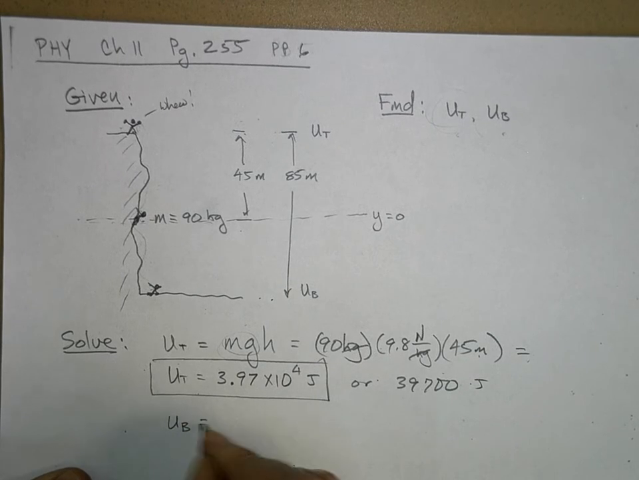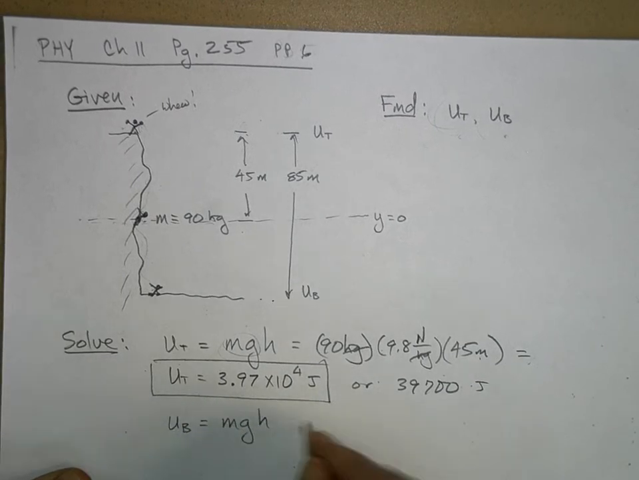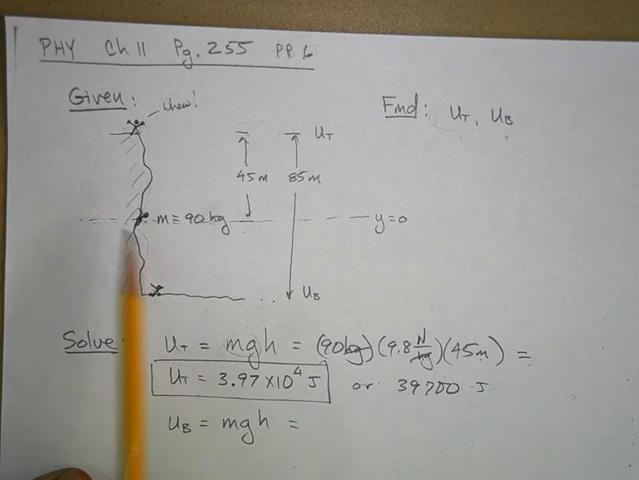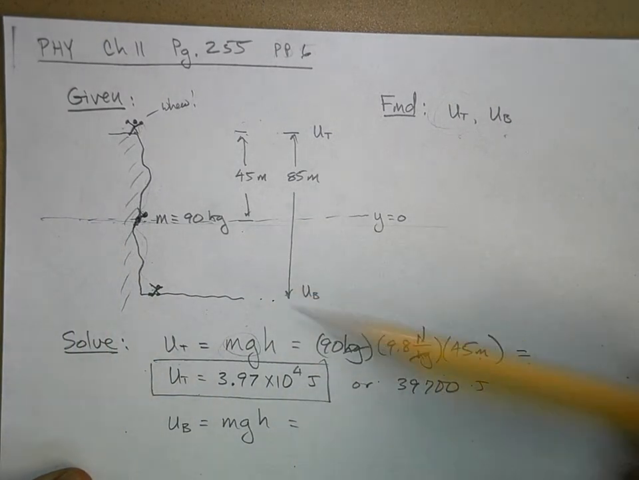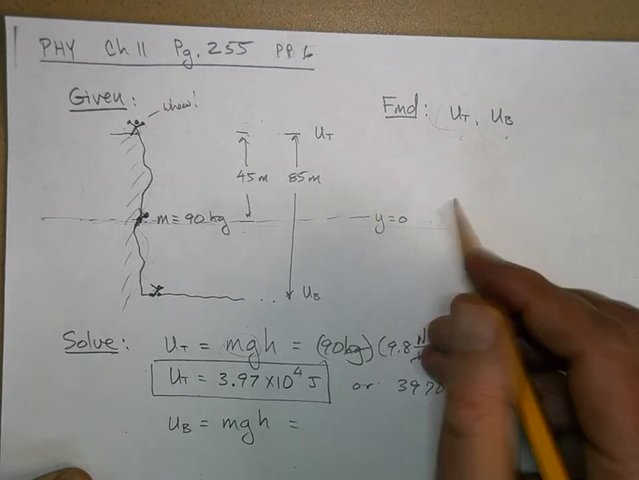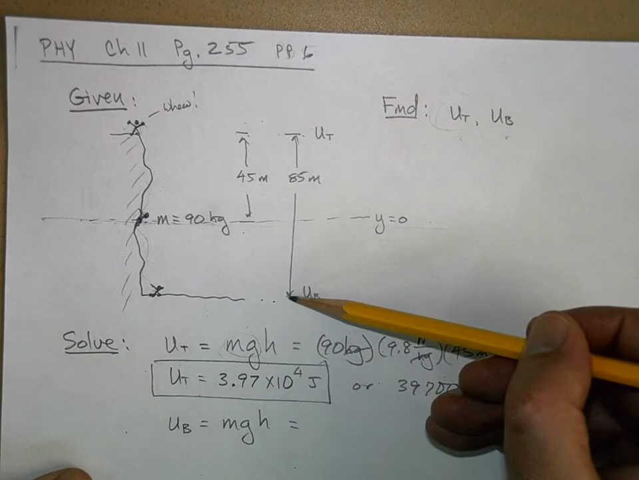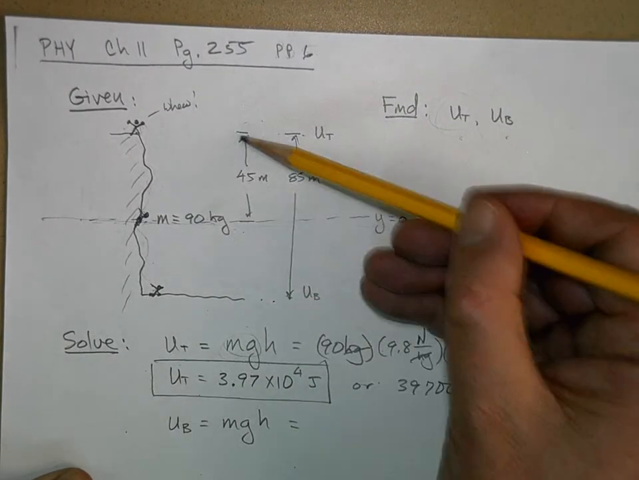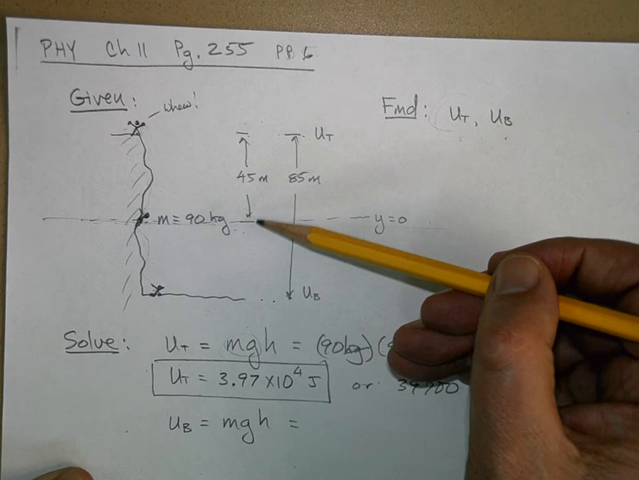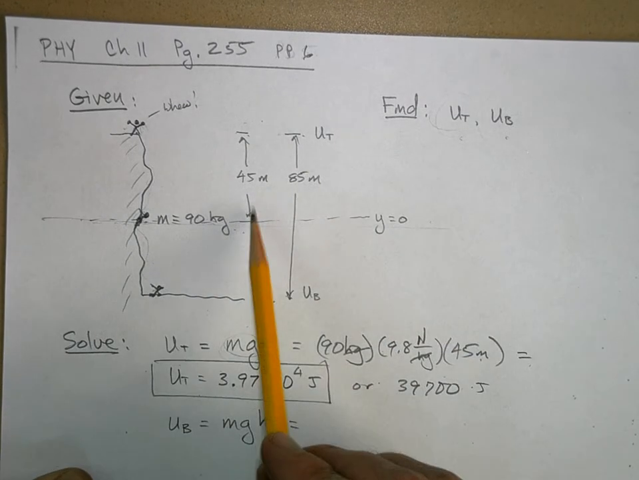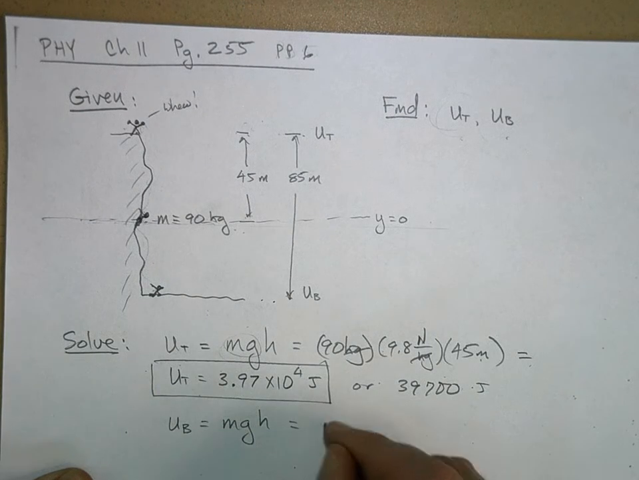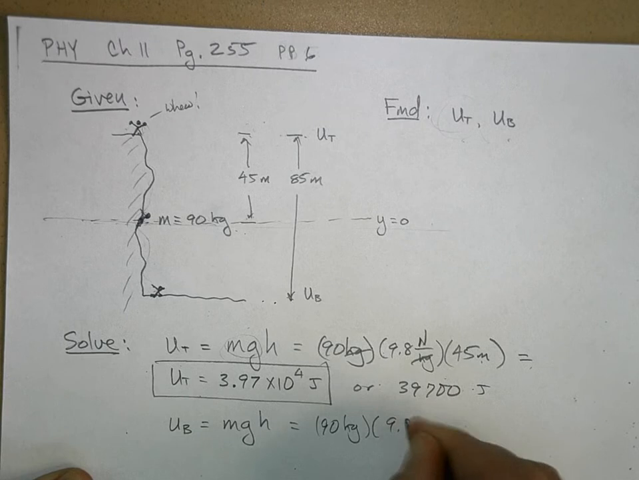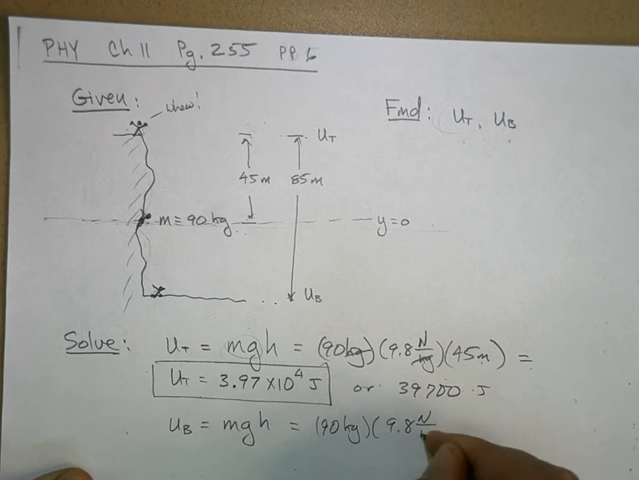so now at the bottom, it's just mgh again. But what is our height at the bottom? See, our height is measured from here, but we're below that height. So we have a negative height. And what is that height? Well, if from here to here is 85, and here it is 45, we're 85 meters below the top, but we had to climb 45 meters to get to the top. So it's going to be 90 kilograms times 9.8 newtons per kilogram.